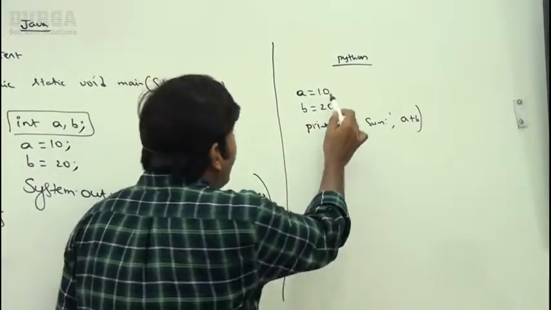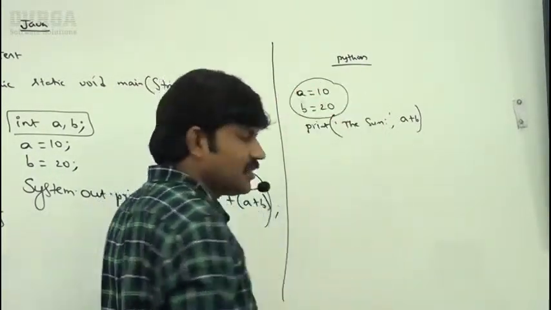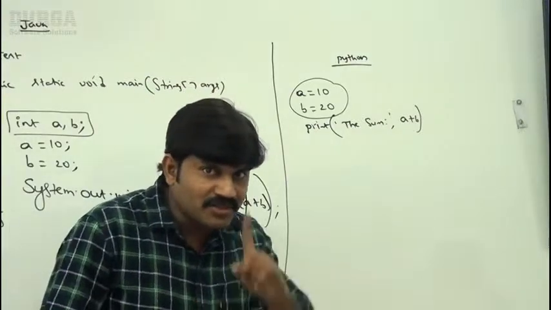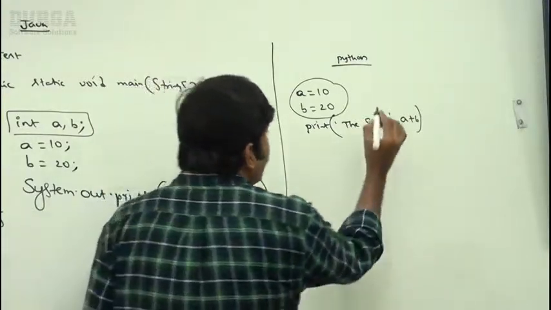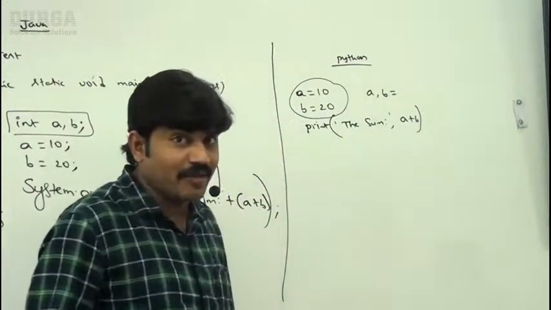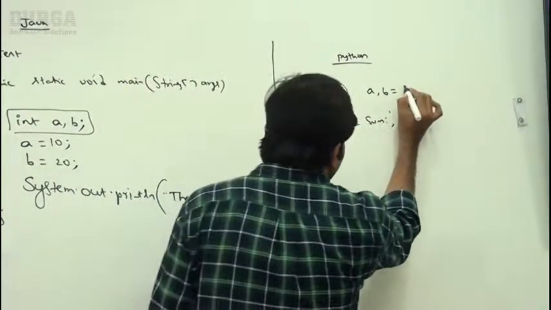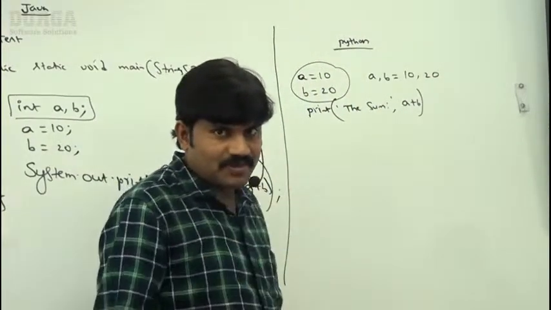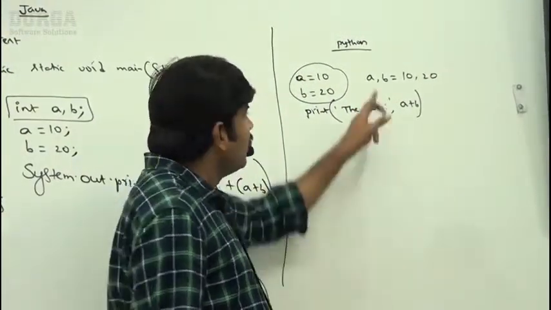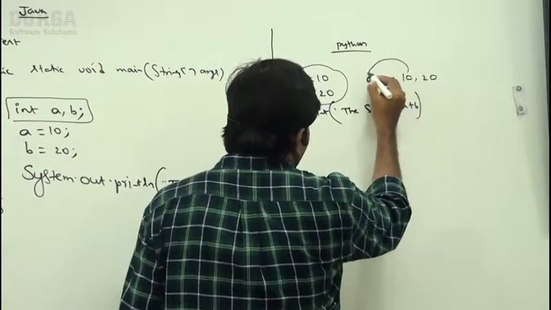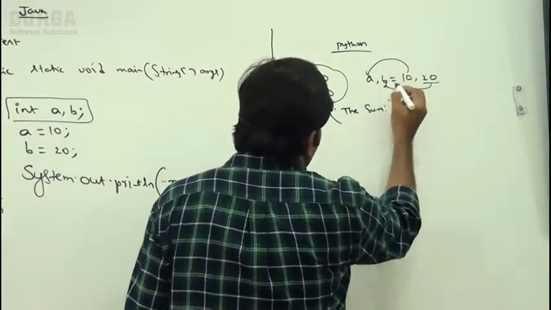Sir, even I can combine these two lines into a single line also. What is that, sir? Observe carefully: a comma b is equal to 10 comma 20. No other language like C, C++ or Java is going to accept this type of syntax. So this 10 will become the value of a, and 20 will become the value of b.